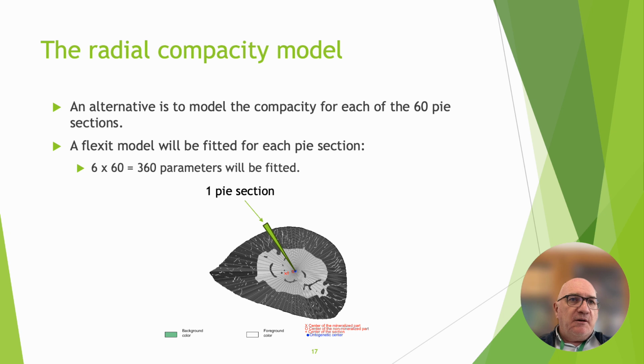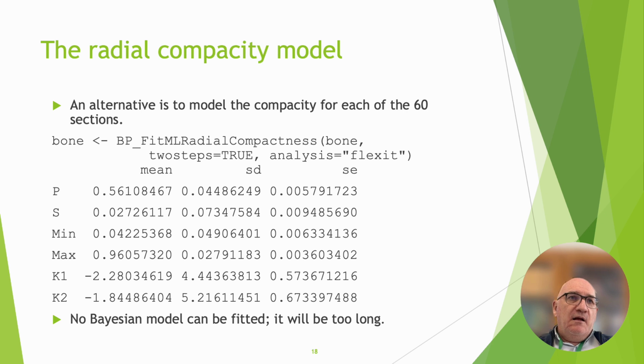Now, let's see another method, which is the radial compacity model. In this version, we model the compacity for each of the 60 sections, the 60 angles in pi, and for each of these 60, we estimate a fixed model. Then we have 360 parameters that are fitted for this bone. We can make this analysis using this command, and we have the results here with P, S, min, max, K1, K2, the average value, the standard deviation, taking into account that from minus pi to pi this is a little bit different, and then we can estimate the standard error.